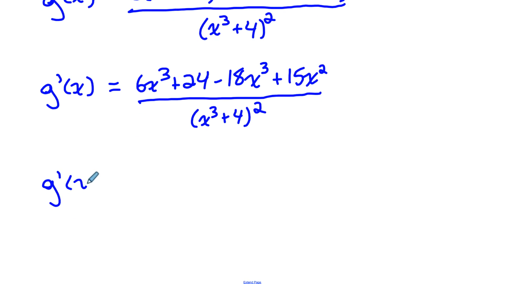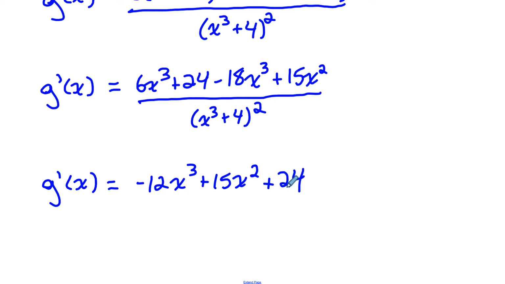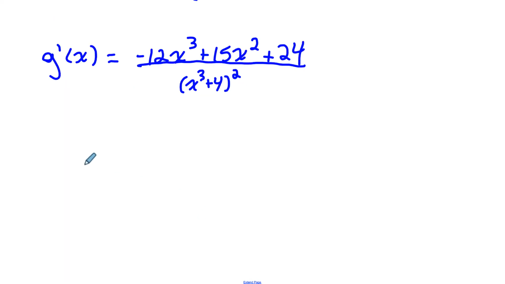G prime of x equals, let's collect any like terms we have. I just have one pair of like terms again. 6x cubed minus 18x cubed. I can collect those together and get negative 12x cubed plus 15x squared plus 24, all over x cubed plus 4 squared. And like I said, we never expand the denominator.